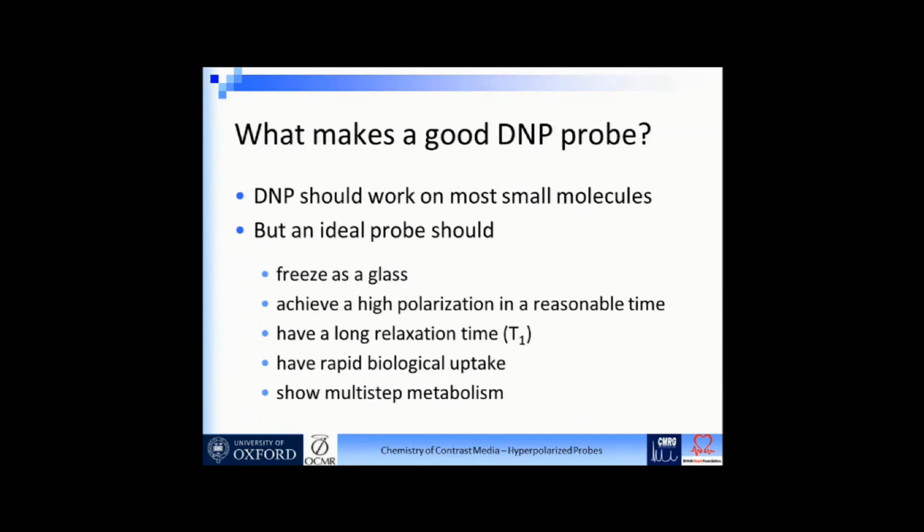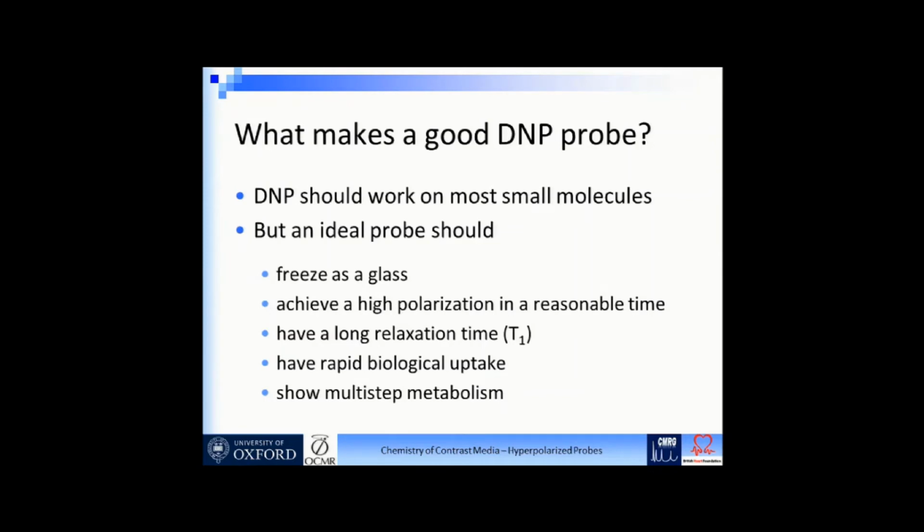So what do we need to make a good DNP probe? Well, DNP theoretically should work on most small molecules, but there are some disclaimers to that. We would really like our ideal probe to freeze as a glass and not crystallize, to allow the polarization process to take place. We need to achieve a high polarization in a reasonable time. Some molecules will polarize, but they take 4 or 5 hours, which limits their utilization, or they only achieve a relatively limited polarization state. They also need to have a relatively long relaxation time.